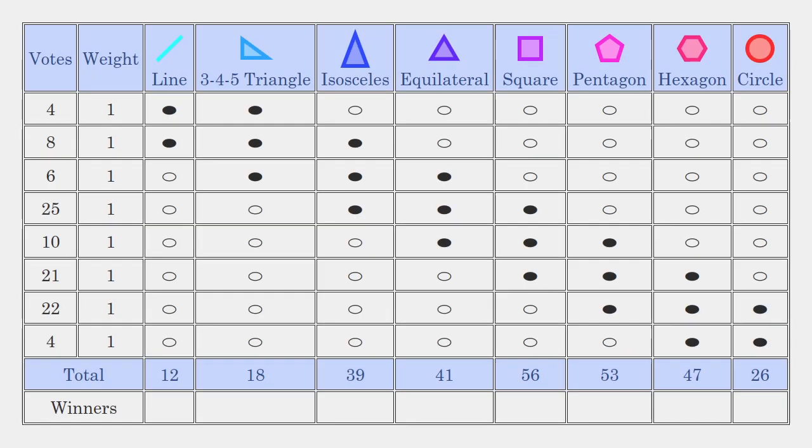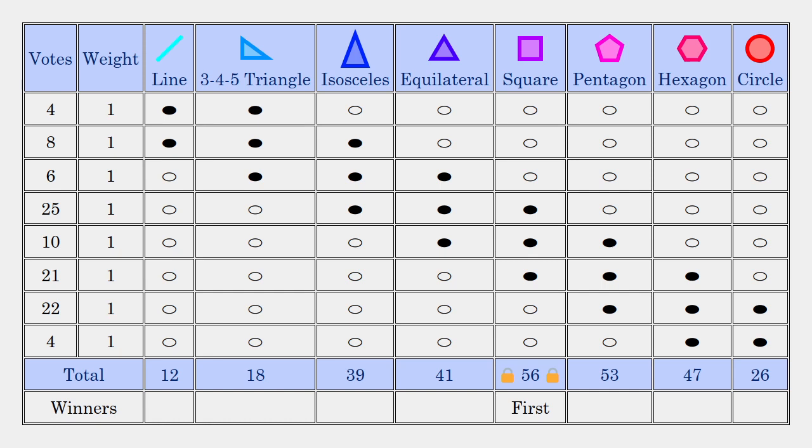Suppose 100 people are voting for the 3 best shapes. The ballots come in and they look like this. 4 people approved of the line and the 3-4-5 triangle. 8 people approved of the line, the 3-4-5 triangle, and the isosceles triangle, and so on. The square has the highest score of 56, and so is elected first.